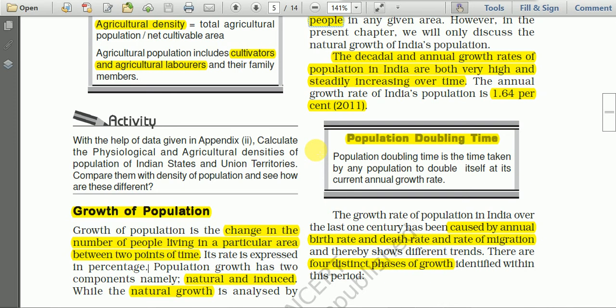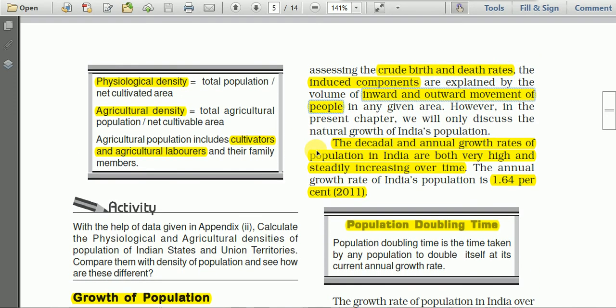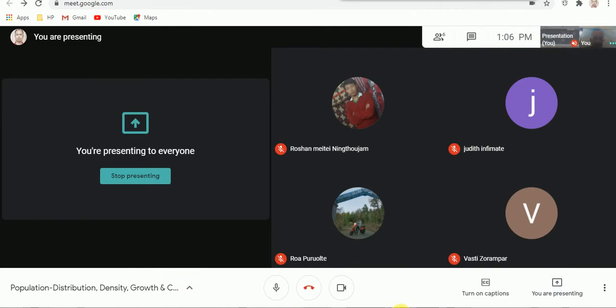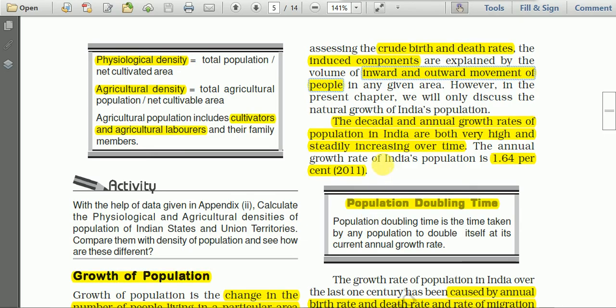Natural growth is calculated by finding out the differences between the birth rate and the death rate. That means natural growth is equal to crude birth rate minus crude death rate. And the induced component is explained by the differences between the incoming migration and the outgoing migration. However, in the present chapter, we shall discuss only the natural growth of India's population. And we have also already discussed the formula of the actual growth of population in the textbook Fundamentals of Human Geography.